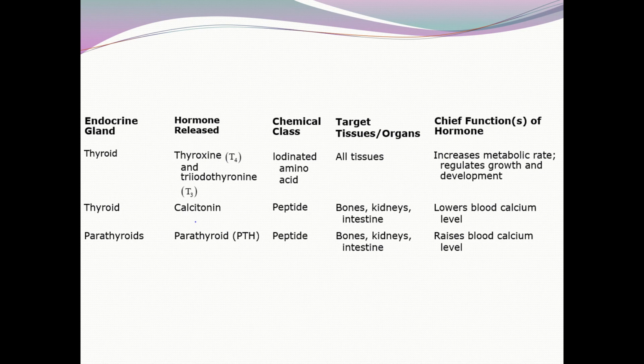Also from the thyroid is calcitonin release, and this targets bones, kidneys, and the intestines, and it lowers blood calcium levels because it puts the calcium into the bones. That's what calcitonin does. And then the parathyroid glands are going to secrete parathyroid hormone, which targets the bones, kidneys, and the intestines as well, but it raises blood calcium levels because it stimulates the osteoclasts to remove calcium from the bone and put it into the blood.